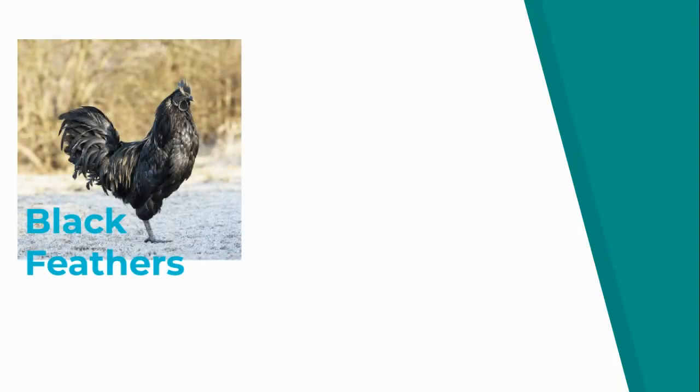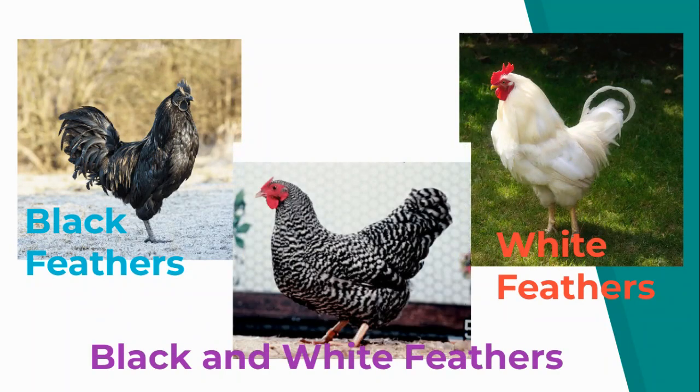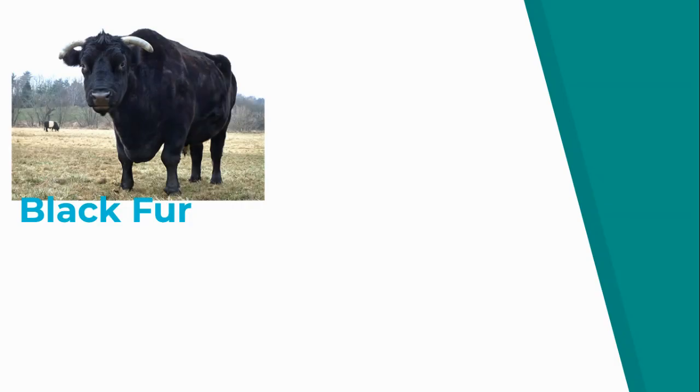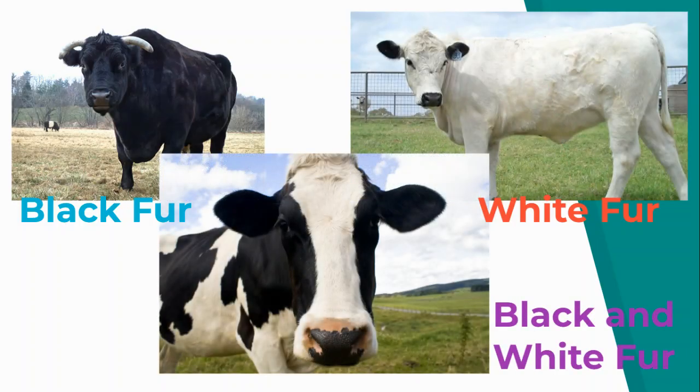In chickens, we can have chickens with black feathers, we can have chickens with white feathers, and we can have chickens with the heterozygous phenotype having black and white feathers. Again, in cattle, we can have cattle that have black fur, cattle with white fur, and the heterozygous phenotype would be black and white fur.